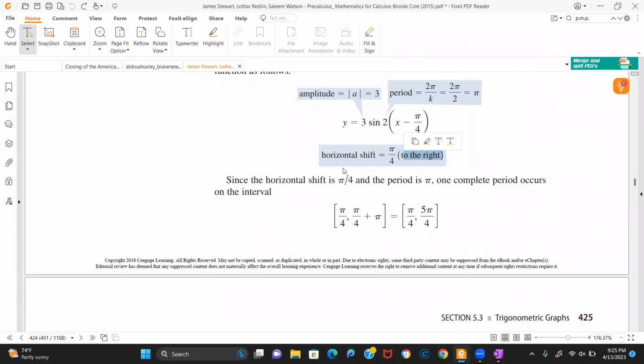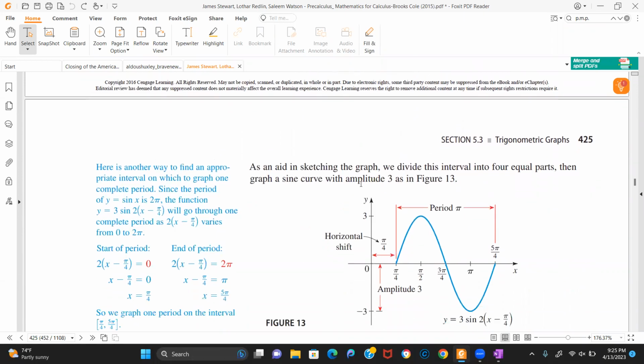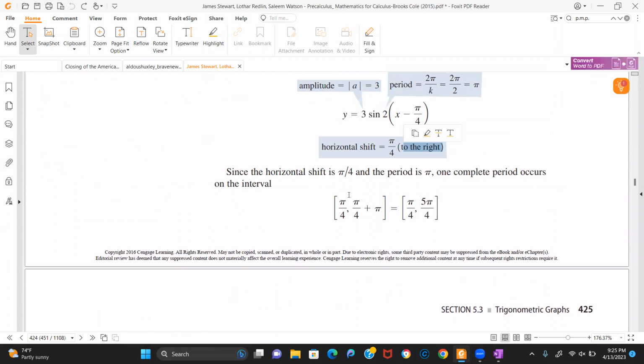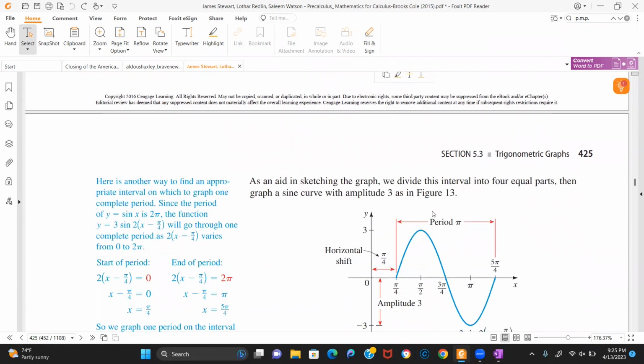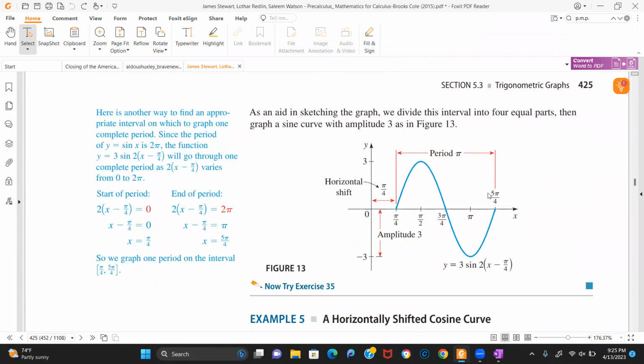To be able to figure out what this graph looks like, we only needed to graph it on this interval right here. This is b, pi over 4, and then this is b plus the period, so pi over 4 plus pi. When you simplify this, you get the interval from pi over 4 to 5 pi over 4. And here's a graph of it over that interval.